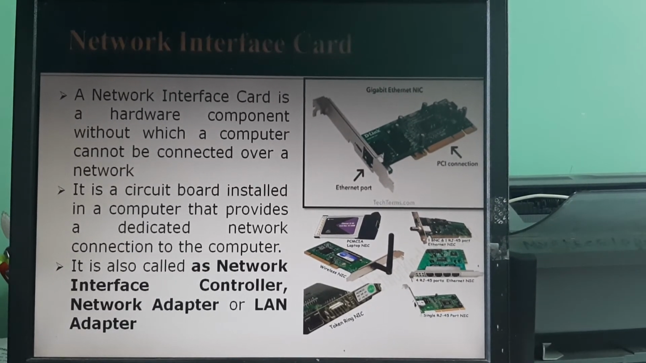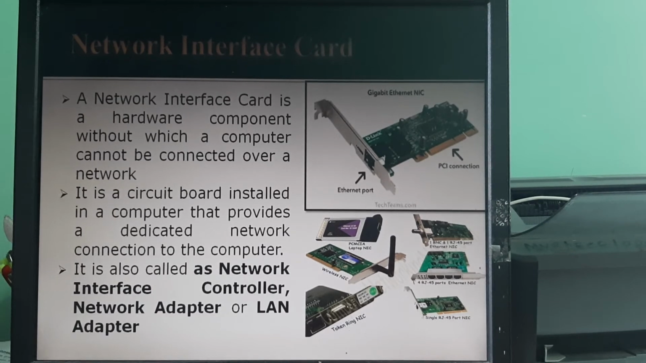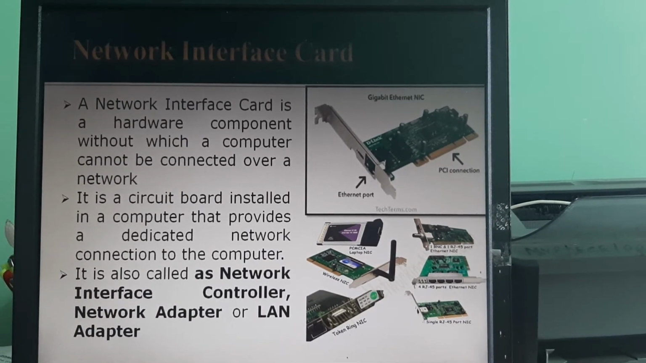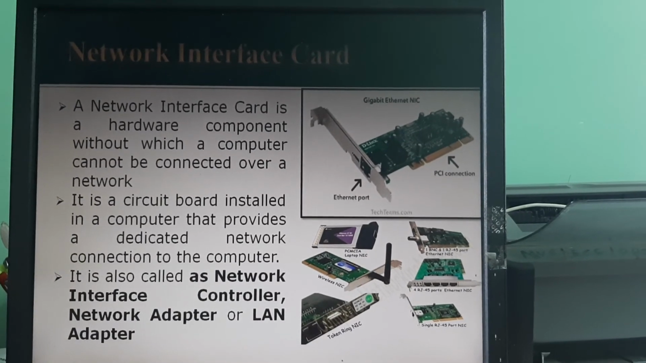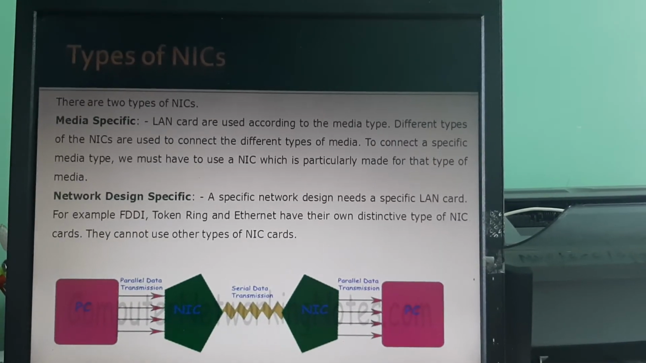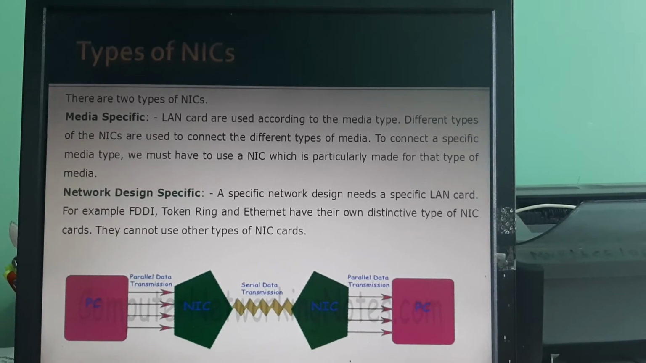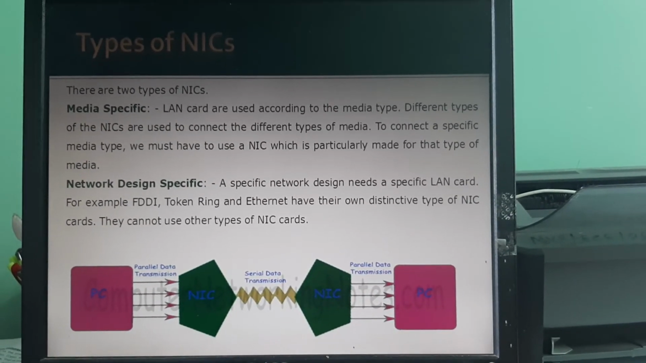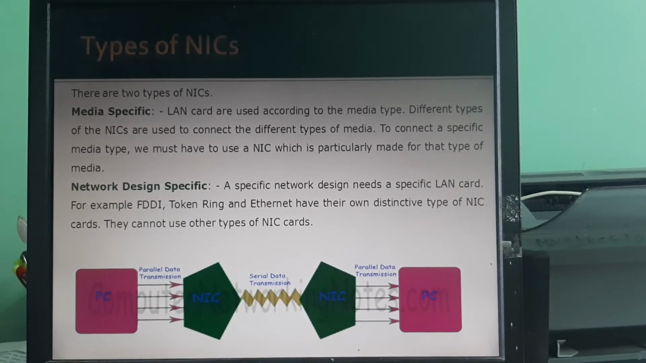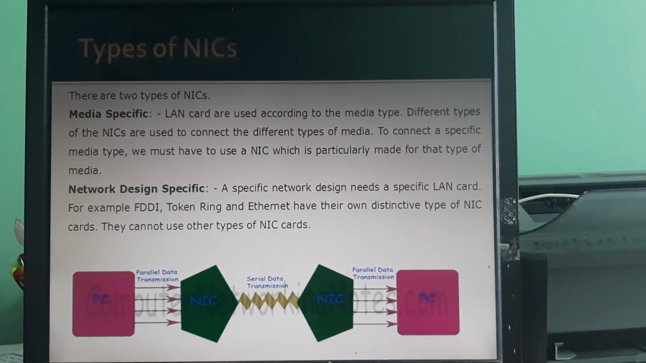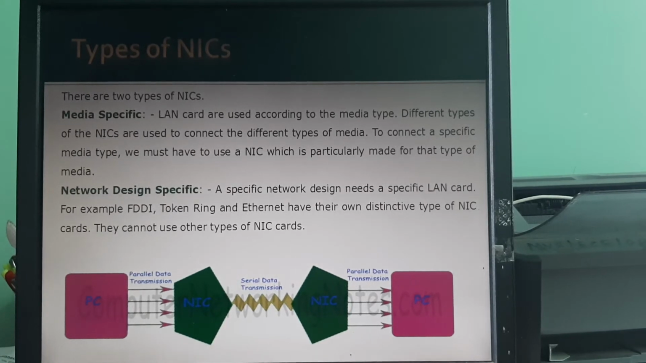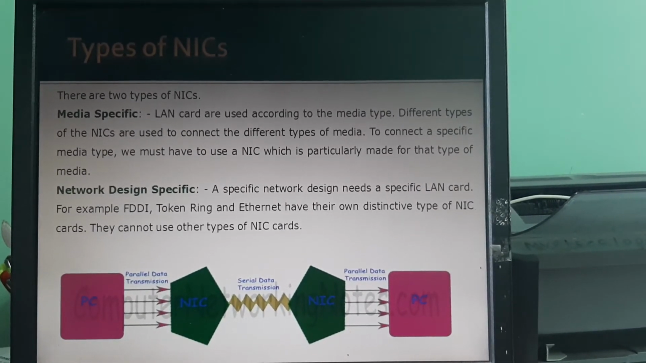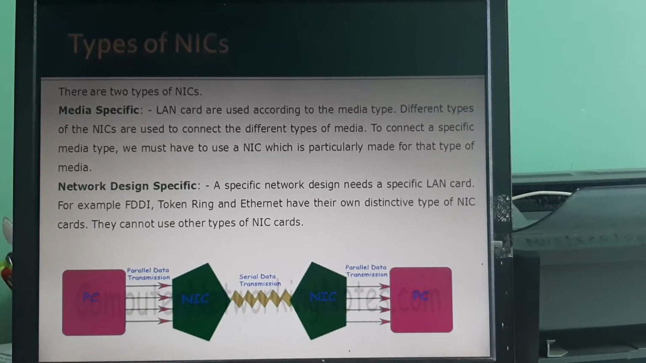There are alternative names for this NIC. It is also called a network interface controller, network adapter or LAN adapter. You can see the diagram of the NIC, network interface card. The basic property of this NIC is that it converts parallel data signals to serial data and vice versa, serial data signals to parallel data.